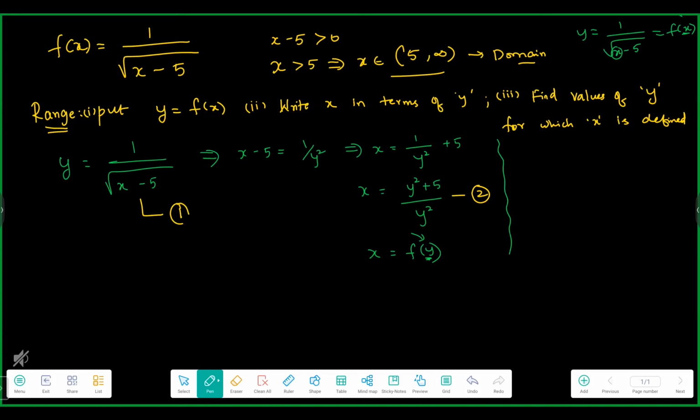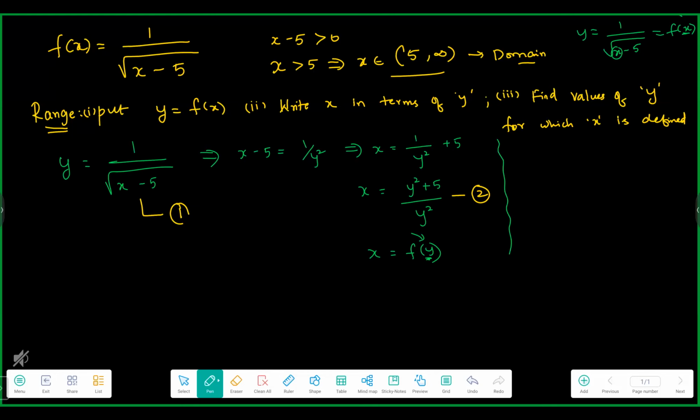Listen. So x is equal to y square plus 5 by y square. Correct. So this is basically a rational function. What do you mean by rational function? It is a polynomial function divided by another polynomial. You know this, right? Polynomial divided by polynomial.